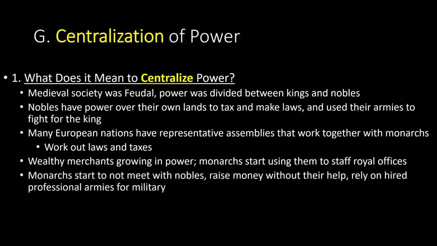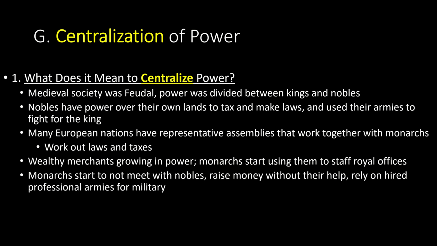Monarchs are going to start not meeting with nobles. England has a parliament, but you're going to see the king is going to be like, I don't need those guys. I've got my homies that are bankers that can finance stuff for me. And they're going to start raising money without their help. And they're going to start relying on hired professional armies for the military.